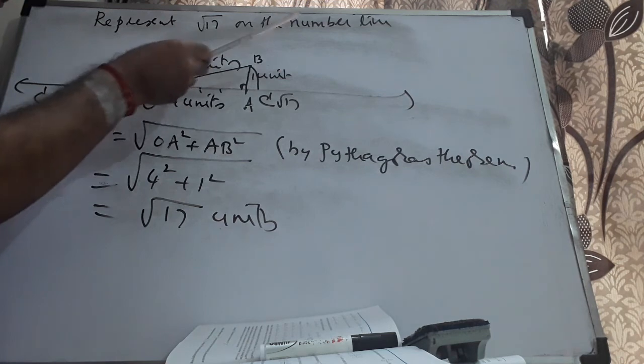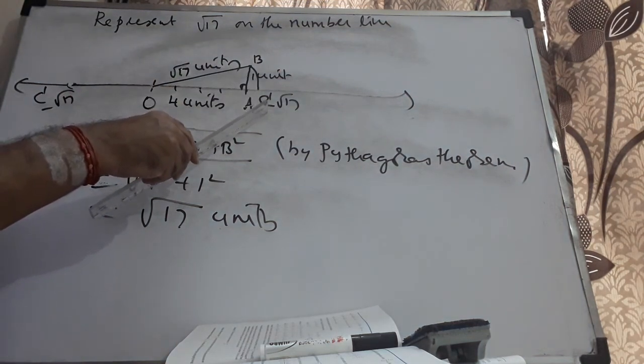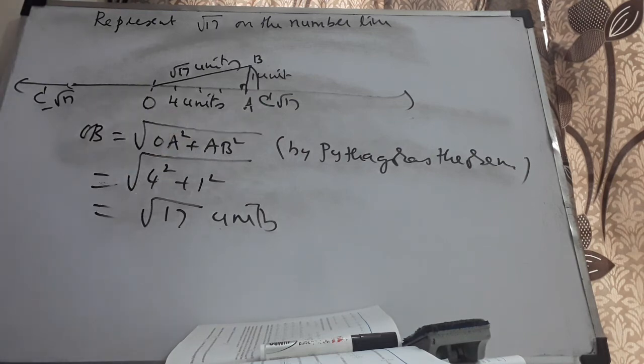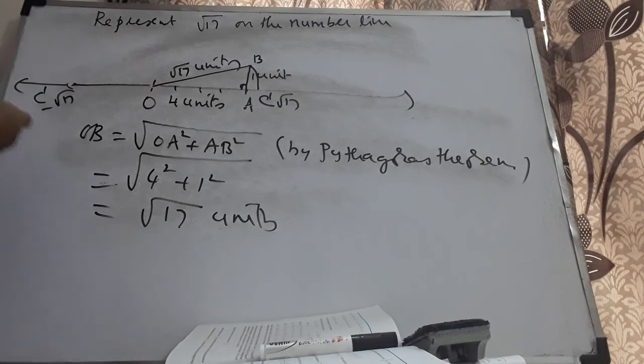With O as center and OB as radius, draw an arc to meet the real line at C. Now C represents root 17 on the number line. If I move the same distance towards the left, the point C dash towards the left of origin is supposed to be minus root 17 on the number line.